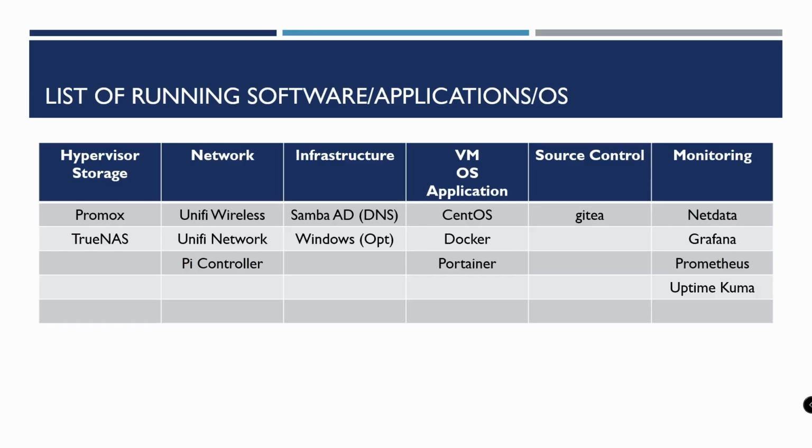Here's a list of what I use of the running software and OSs and applications that I run. For the back end, or more of the hypervisor and storage, I use Proxmox and TrueNAS. For the networking, I use Unifi wireless as well as Unifi network devices, and I use a Pi to control all of the Unifi information as a Unifi controller. For the infrastructure, I have Samba AD. It's actually my DNS server for my Bing Lab .LAN network. I'll show how to set that up as well.